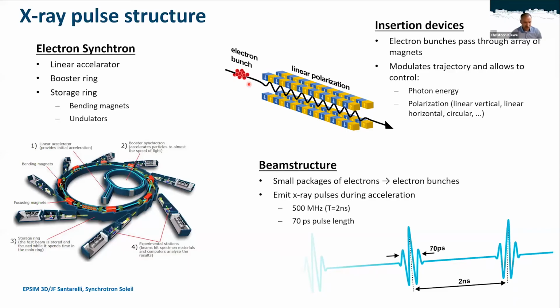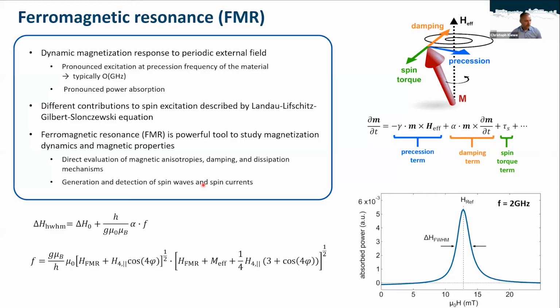Synchrotrons don't actually create a continuous X-ray beam, but in fact they emit short X-ray pulses. So we actually generate a beam structure that is like an X-ray pulse structure. At the Advanced Light Source, where I'm doing most of my experiments, these X-ray pulses have a frequency of 500 megahertz. And to understand what XFMR is, we first basically need a general understanding of how ferromagnetic resonance works.